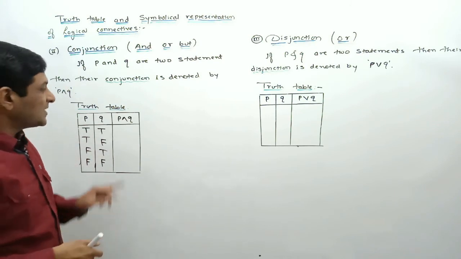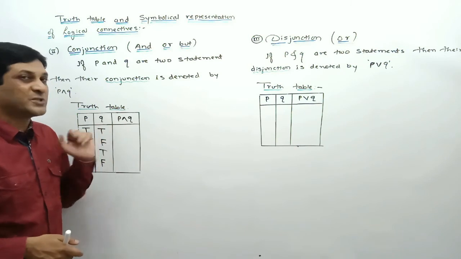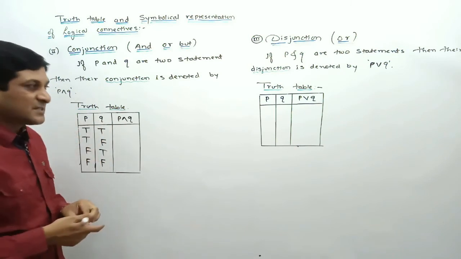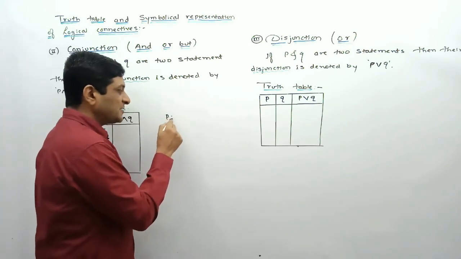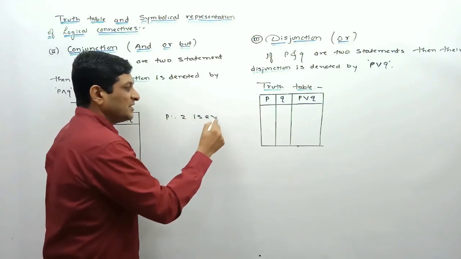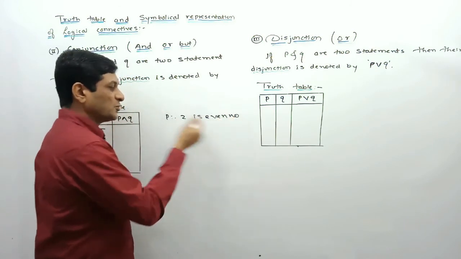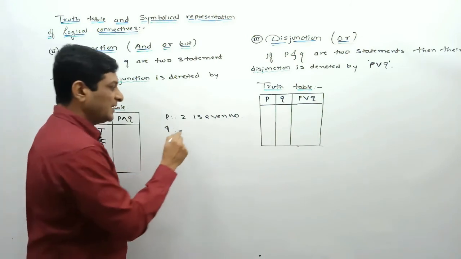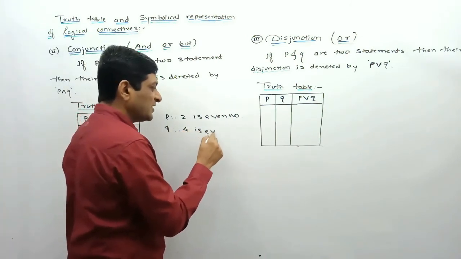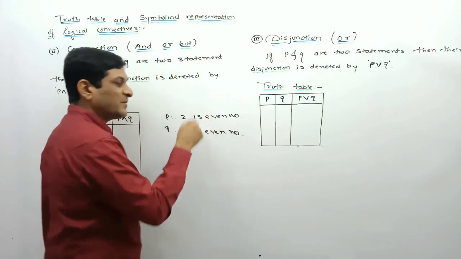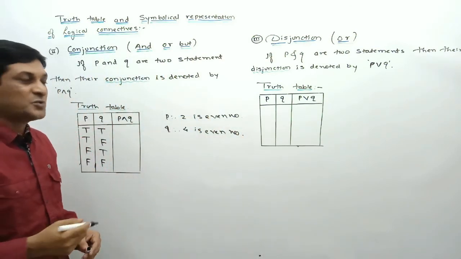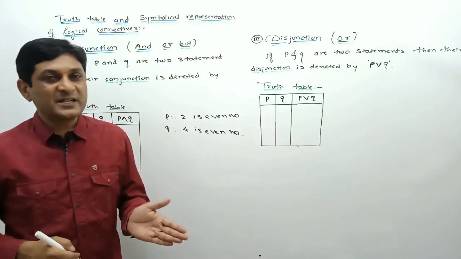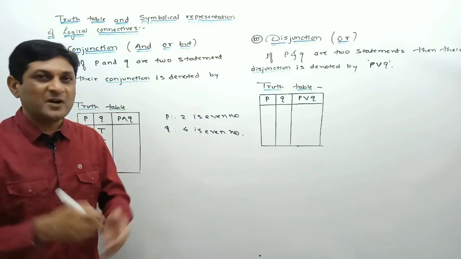This is the way of presenting the truth values if two statements are under consideration in the standard form. Now we are finding the truth value of a new statement which we get by connecting these two statements. Let us suppose that P is one statement: 2 is an even number. I am considering one true statement, and Q is also, in the first case, a true statement. Let us consider here: 4 is an even number. Now both statements are true. By connecting these two statements, the new statement which we get, we have to identify whether it is true or false.